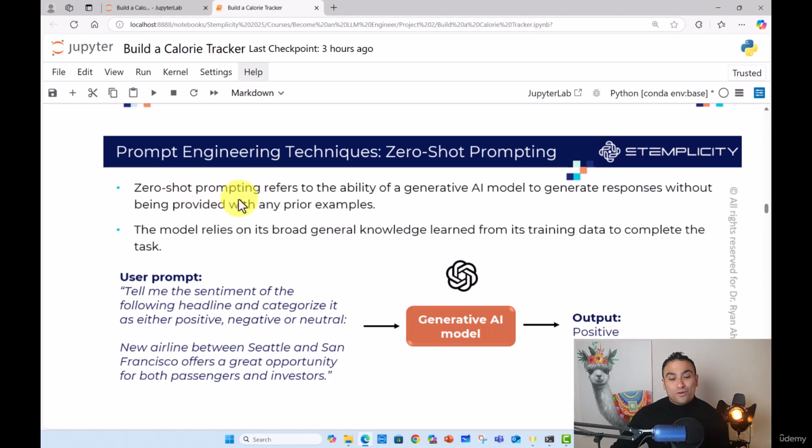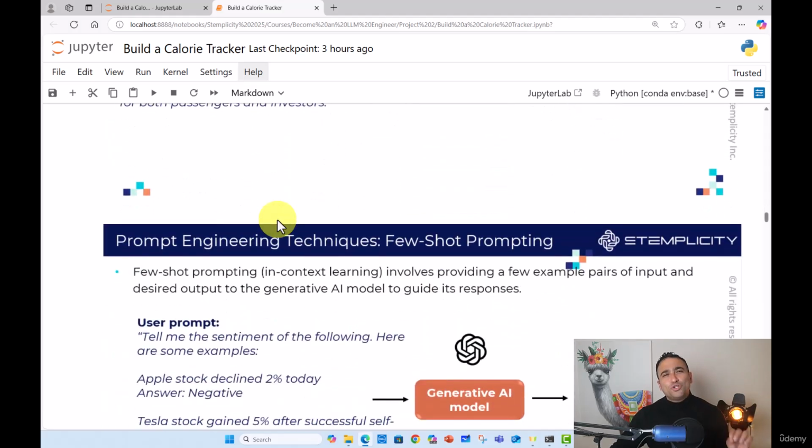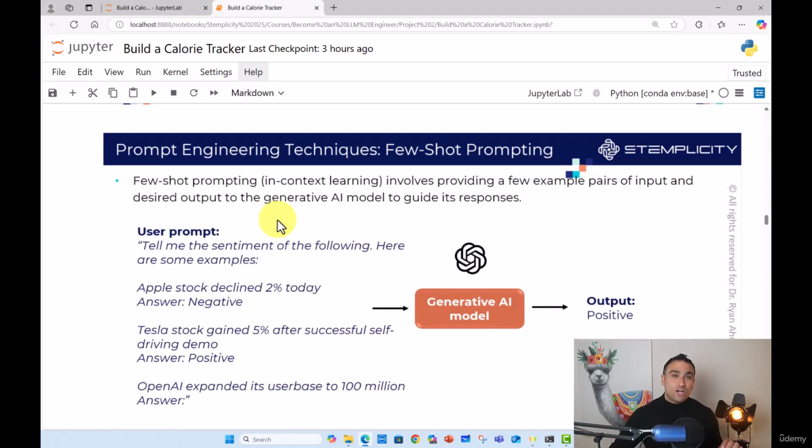And this is kind of the description. So zero-shot prompting refers to the ability of Gen AI models to generate responses without being provided with any prior examples. Okay, if you're a little bit confused, let me show you what we mean by few-shot prompting. Few-shot prompting is a prompting technique where we provide generative artificial intelligence models with examples inside the prompt itself.